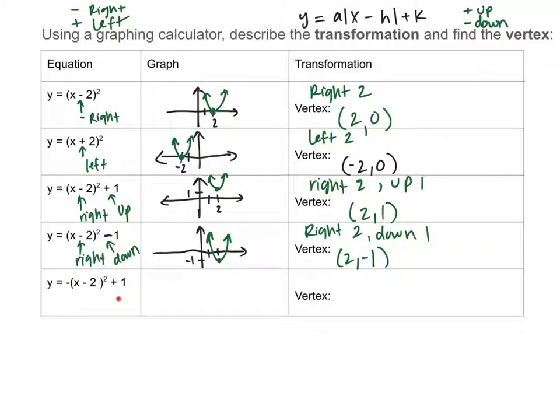And then this one here looks very similar to that third equation. The only thing is there's a minus sign on the outside. And so if you were to graph this, what it does is it flips the U upside down. So notice how all of these outside the parentheses, they're positive, right? Because there's not a negative sign in front. Well, if you have a negative sign, it flips it.